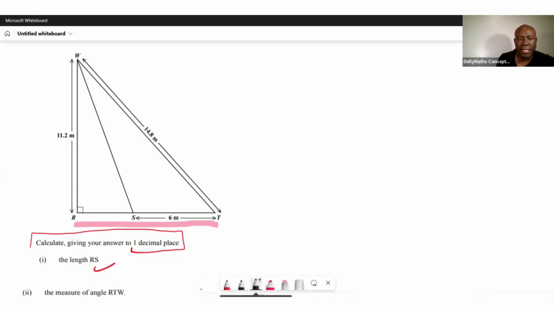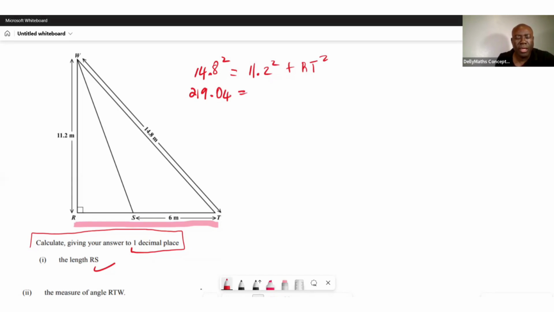Now remember that the side opposite to the 90 degrees is the longest. It is the hypotenuse. So I'll start off by saying 14.8 squared is equal to 11.2 squared plus RT squared. So with that said, let's put that into action. So 14.8 squared, that's going to give me 219.04. 11.2 squared, that's going to give me 125.44. And we're going to have plus RT squared.